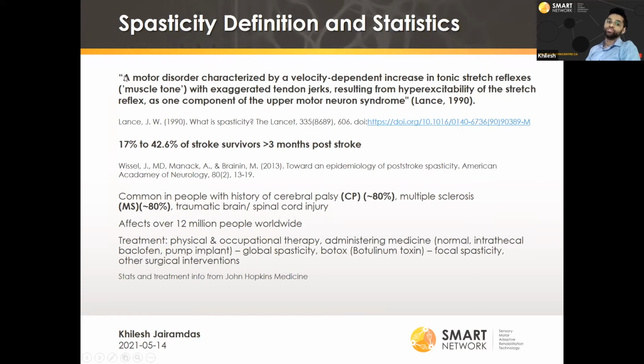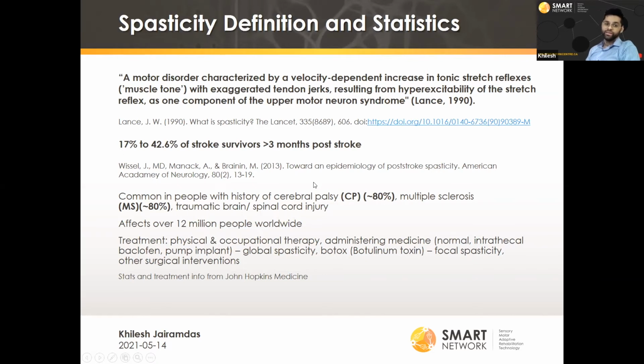The most common definition is a motor disorder characterized by a velocity-dependent increase in the tonic stretch reflexes or muscle tone with exaggerated tendon jerks resulting from the hyperexcitability of the stretch reflex. So just some quick stats for you here. 17 to 42.6% of stroke survivors 3 months past their stroke date suffered from spasticity. It's very common in patients of cerebral palsy and multiple sclerosis at a rate of 80%. And according to Johns Hopkins Medicine, it affects over 12 million people worldwide. So definitely a significant problem there.